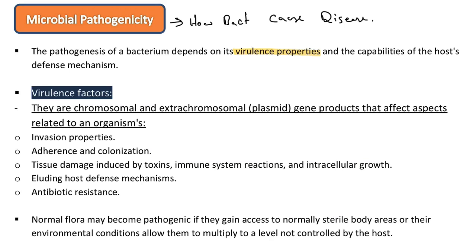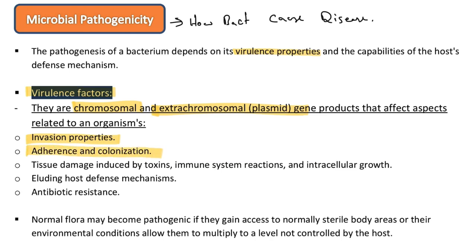First of all, we are going to discuss virulence factors. In virulence factors, the chromosomal and extrachromosomal, like plasmid, gene products are related to the organisms. In virulence factors, first of all, we have to focus on invasion properties. Invasion properties means the entry into the host cells or tissues. Next one, adherence and colonization.